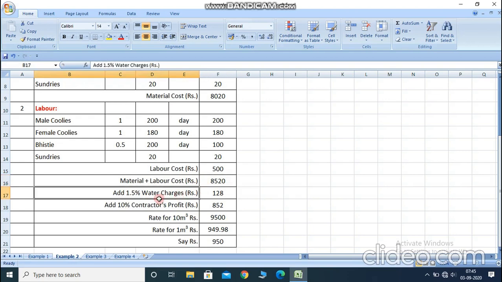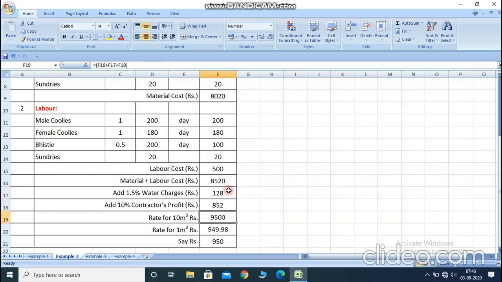Now here water is required, so we add water charges of 1.5%. So 8,520 rupees multiplied by 1.5%, and here we got the value 128 rupees. On the 8,520 rupees we add a 10% contractor profit, so here we got the value 852 rupees. So the summation of 8,520 rupees plus 128 rupees plus 852 rupees.